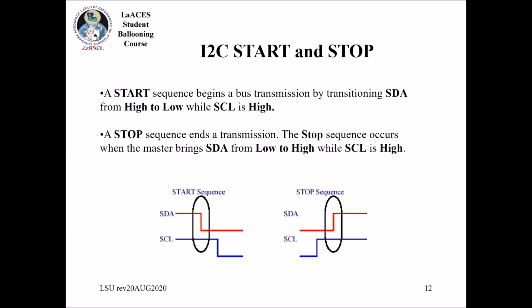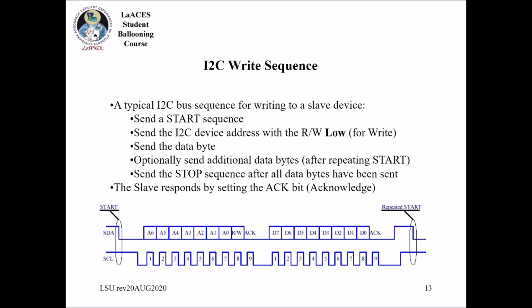Like I said, we have to have that software handshaking going on so that the master can initiate all the communication. So, the I2C write sequence, a typical I2C bus sequence for writing to a slave device. It sends a start sequence, it sends the I2C device address with the read/write bit low for write, it sends the data byte, it optionally sends additional data bytes after repeating the start, sends the stop sequence after all data bytes have been sent, and then the slave acknowledges by setting the acknowledge bit.